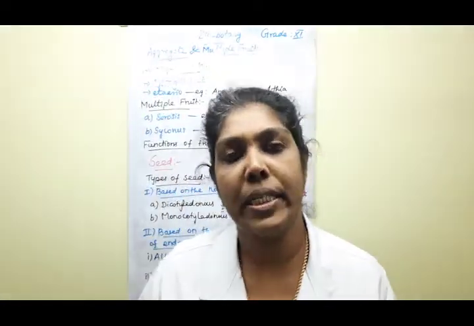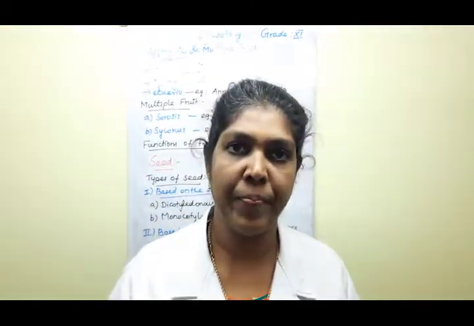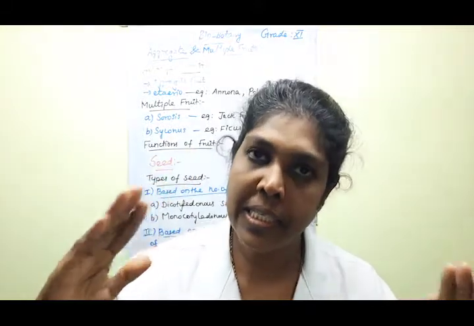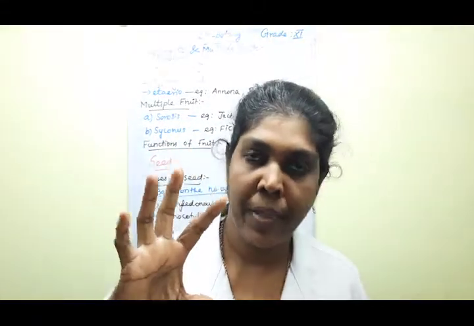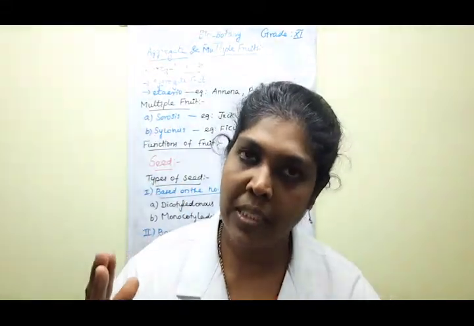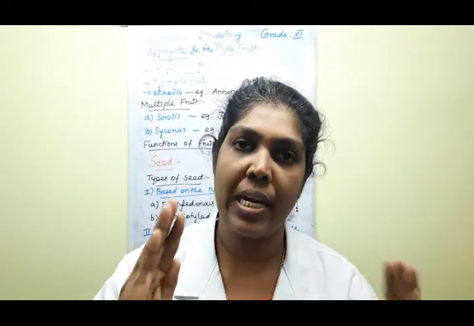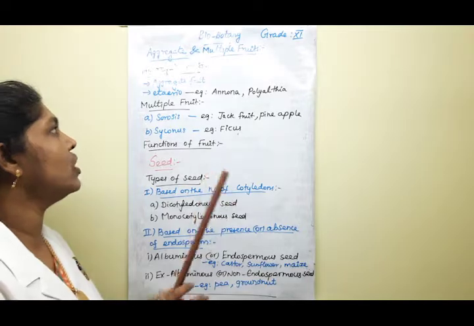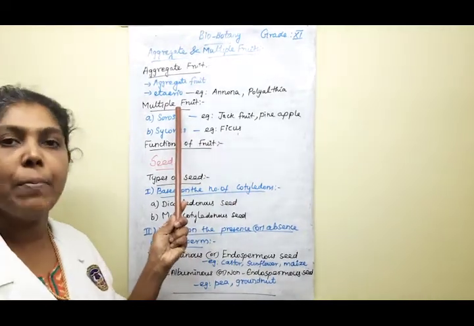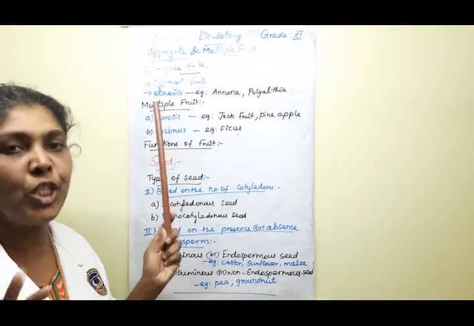So here, the multiple fruit, or composite fruit, is developing from the whole inflorescence region. You know that inflorescence means a collection of flowers. Okay? This is the whole inflorescence, along with the peduncle regions also developing in the formation of this fruit. That type of fruit is known as multiple fruit, and another name is composite fruit.